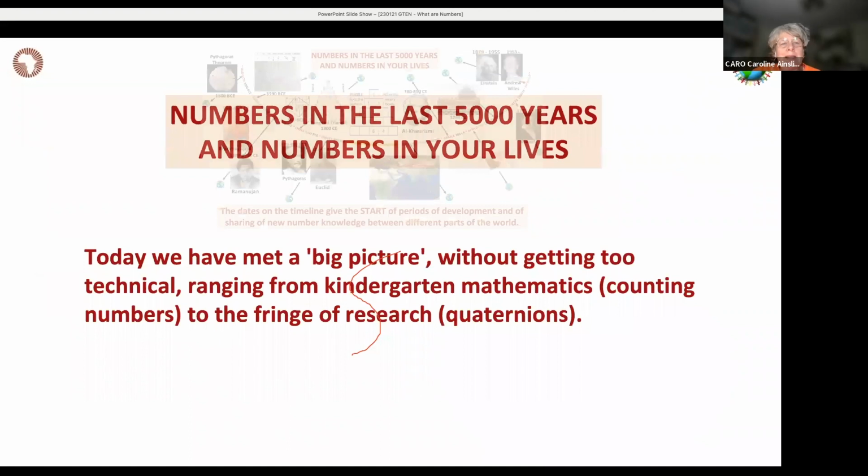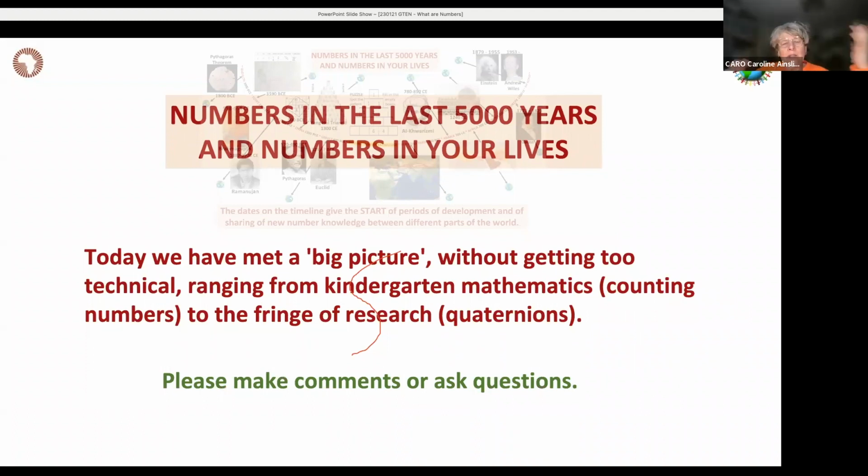So we've basically given you a picture of the development of the numbers over the last 5,000 years, and it's not from the time of Pythagoras, it's way before that. And without getting too technical, hopefully, you've got the big picture ranging from kindergarten counting numbers to the fringe of research, quaternions. We didn't go into the detail of quaternions, I couldn't have.